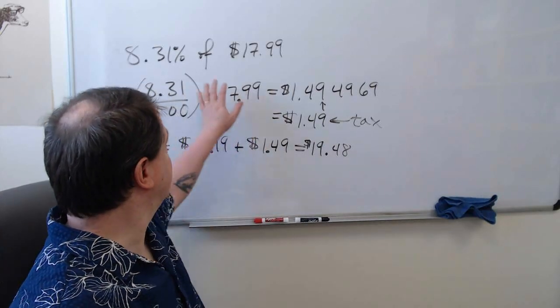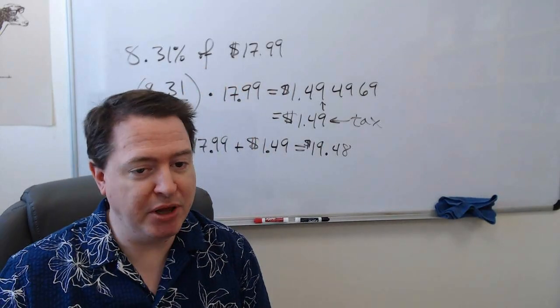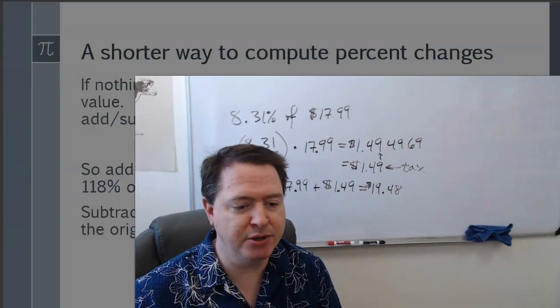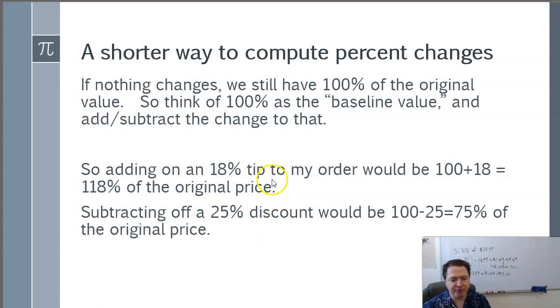So what I'm doing here is adding on 8.31% to that 100. So, right, if I'm adding on an 18% tip to my order, that would be 100%, right, for the original price plus an additional 18. I can put those together, and I'm really just looking for 118% of the original price. I can do that directly instead of trying to figure out what 18% is and then add it on to the price.